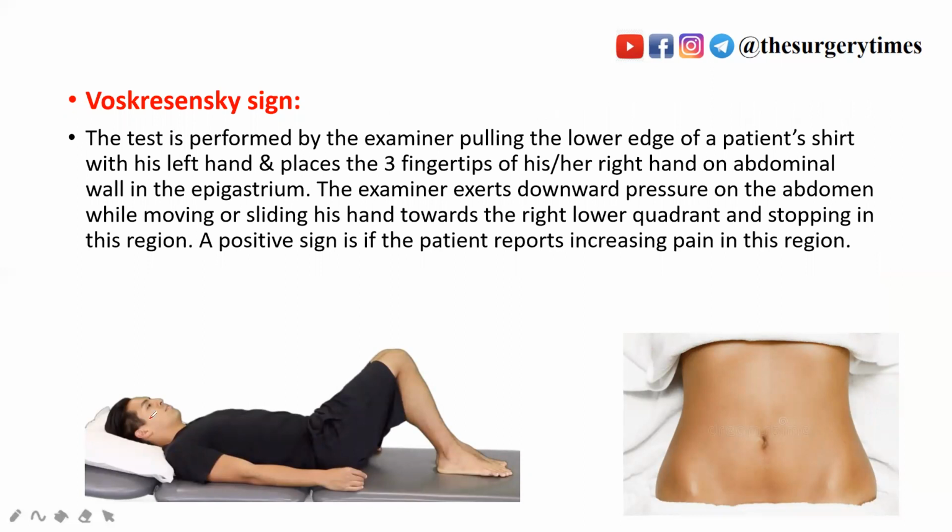Next is Voskresensky sign. Here, as shown in the picture, the patient lies for the abdominal examination already described and puts the dress up to the lower end of the abdomen. Now, the examiner will examine the abdomen starting from the epigastric region and swiping with 3 fingers towards the right iliac fossa, and the pain is exaggerated on swiping towards the right iliac fossa, and it is indicating acute appendicitis. That is a positive sign, called Voskresensky sign.